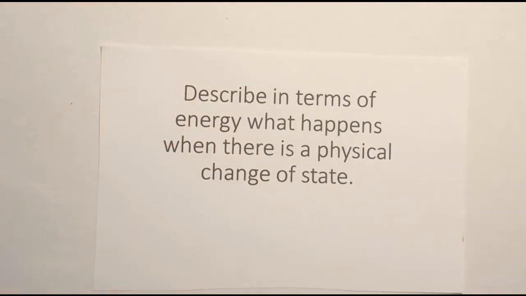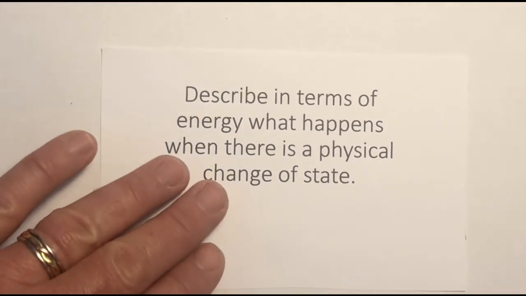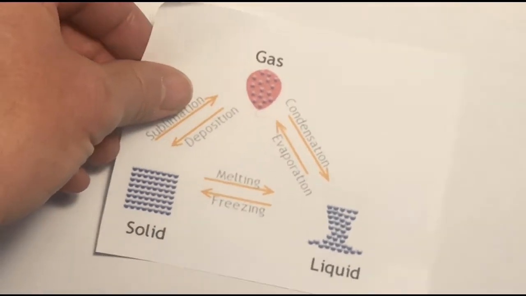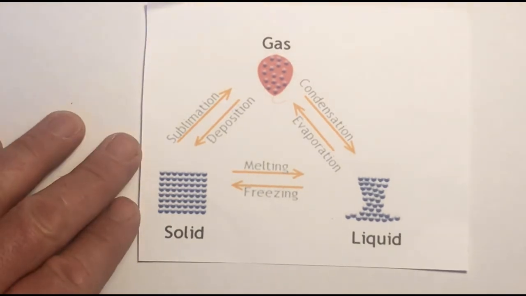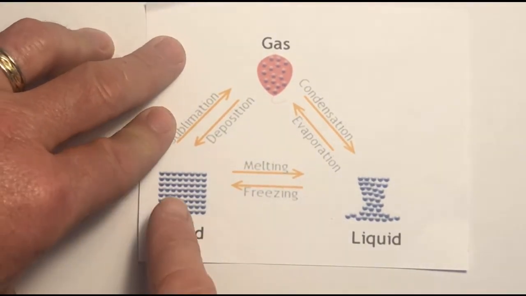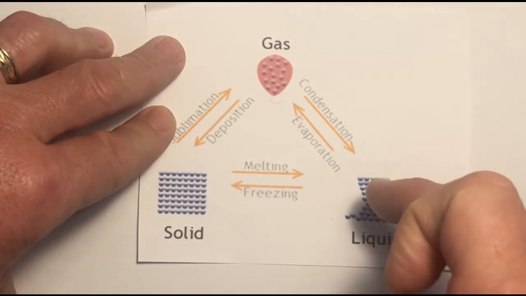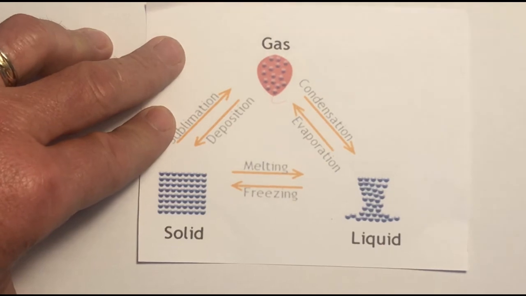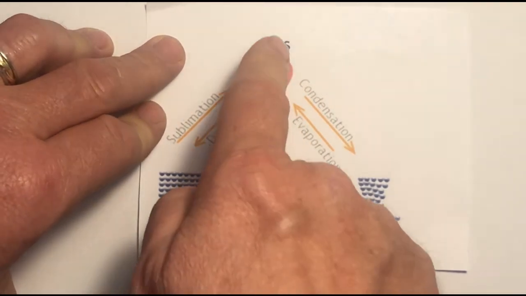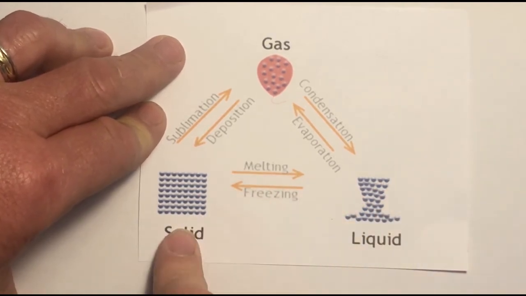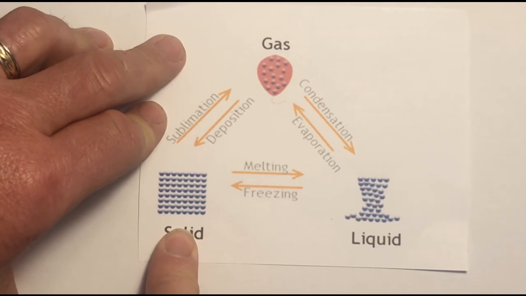Describe, in terms of energy, what happens when there is a physical change of state. What you need to do is describe what is happening on this diagram when there's a physical change of state. So from a solid to a liquid, there is an internal energy increase. From a liquid to a gas, there is an internal energy increase. Going from a gas to a liquid, there is an internal energy decrease. From a liquid to a solid, there is an internal energy decrease again.